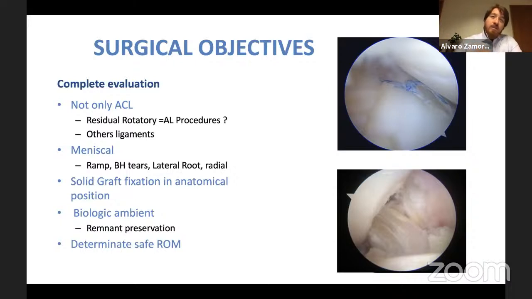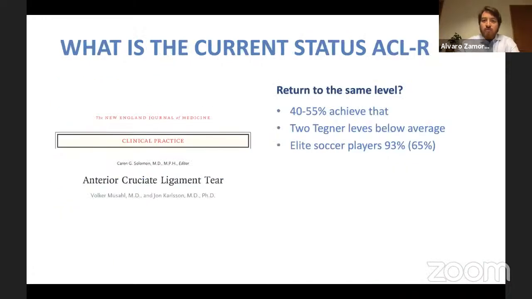Maybe at the clinical assessment, you have to figure out if other ligaments are involved. And always discharge meniscal injuries like ramp lesions or bucket handle tears, lateral root, or radial tears that we have to stabilize. And always we have to achieve a solid graft fixation in an anatomical position to give the most natural anatomy for that patient. And for me, it's important to maintain the biological environment with remnant preservation and at the end determine the safe range of motion. For us, it's super important to see the knee in movement, and when the knee is stable, we can give that patient maybe 0 to 90 degrees of motion.